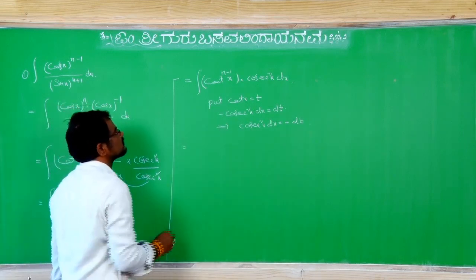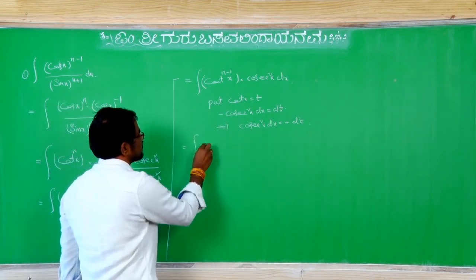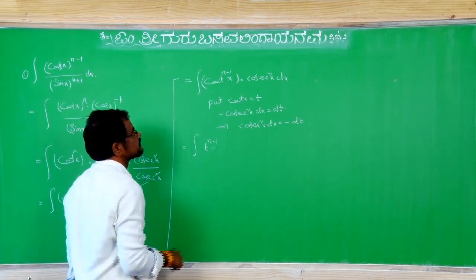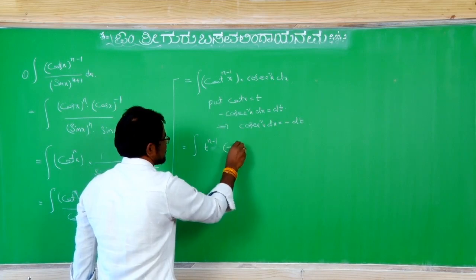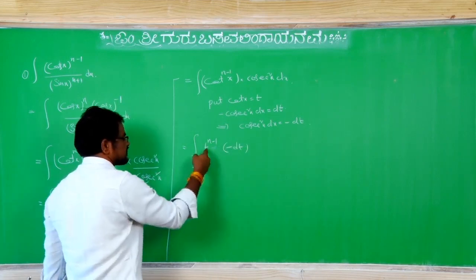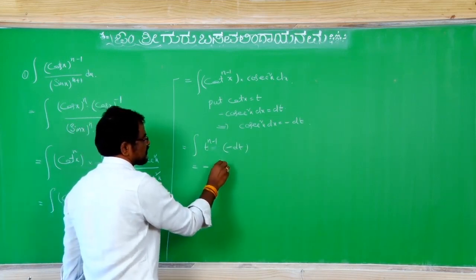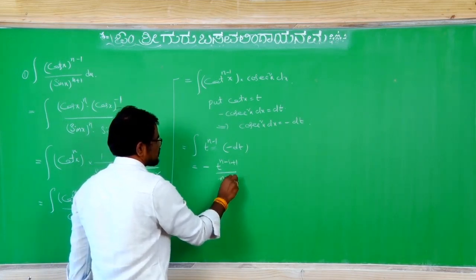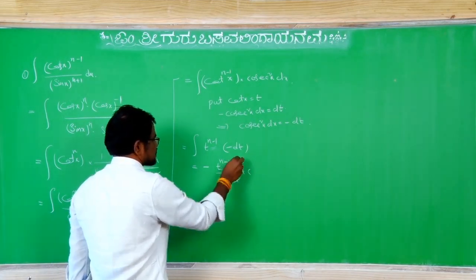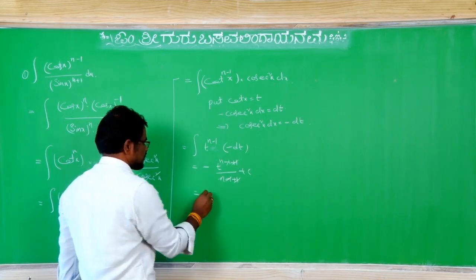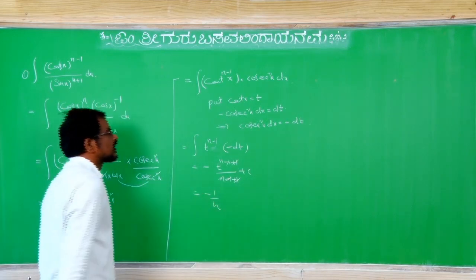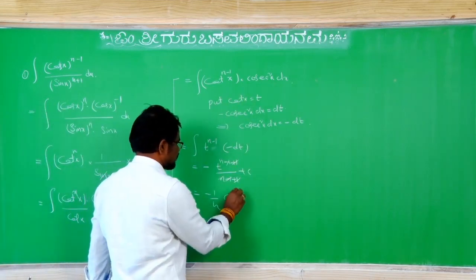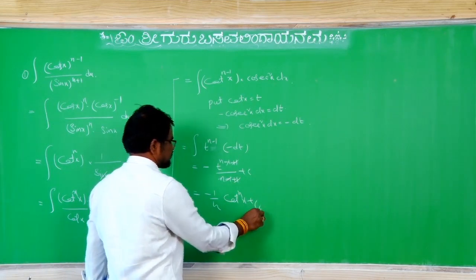That is equal to integration of t to the power of n minus 1 into minus dt. So minus integration of this one is t to the power of n minus 1 plus 1 by n minus 1 plus 1 plus c. These get cancelled. That is equal to minus 1 by n, t is cot, so (cot x)^n plus c. This is our final answer.